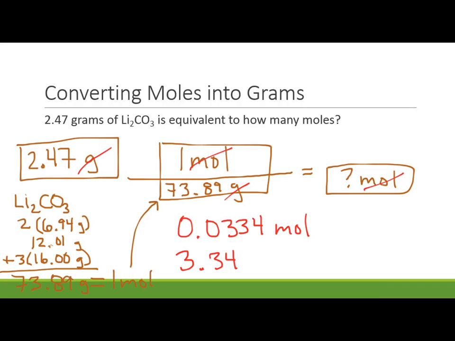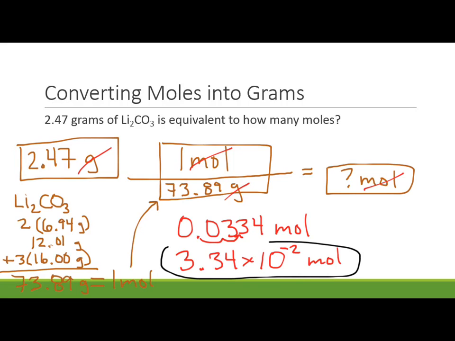3.34 times 10 to the, let's see, I moved the decimal 1, 2 places, and it's going to be negative because I moved it to the right, or in other words, this is a really small number, much smaller than 1. So therefore, my final answer is going to be 3.34 times 10 to the negative second moles, or 0.0334 moles. Either one's correct. Okay, let's go ahead and try one more.